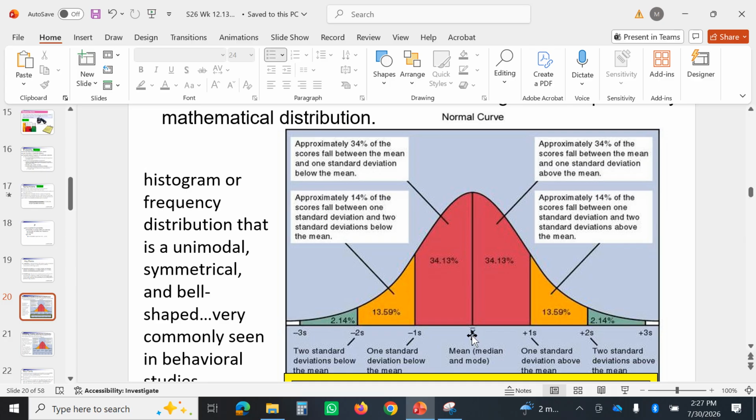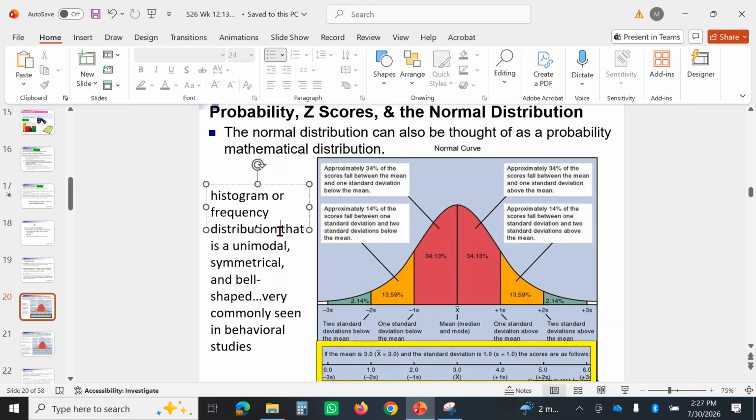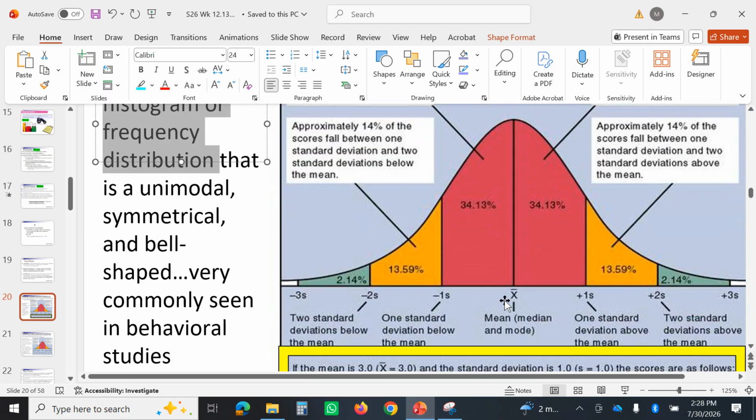So, now, this is just a histogram, right? It's all continuous. There's no gaps. It's not a bar chart. A histogram or frequency distribution that is unimodal, symmetrical, and bell-shaped. Very commonly seen in behavioral studies, psychology, these kinds of things. And you guys did very well in the last test concerning this.